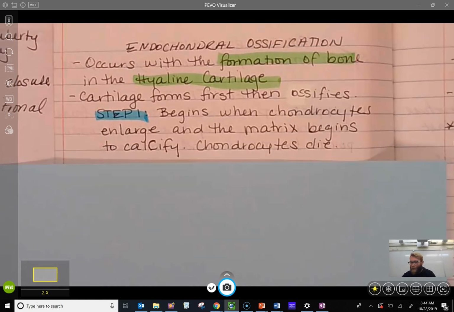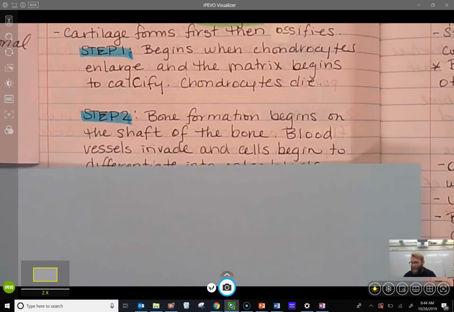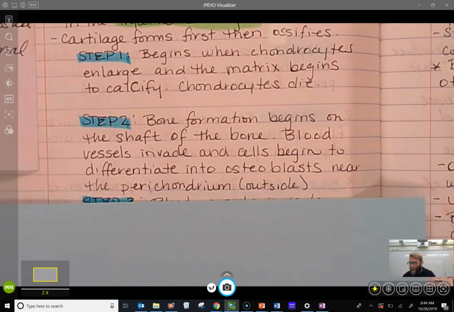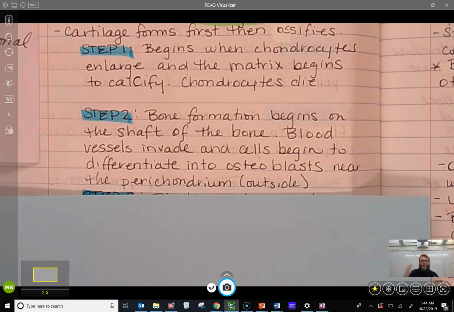Okay, so when the chondrocytes die, the next step is that our bone begins to form at the shaft. We start in the middle and we start to elongate outward. By the shaft, I'm talking about what's happening in the diaphysis. So then, the osteoclasts will come in and start to break down different parts of the bone that allow blood vessels to begin to migrate into those areas.